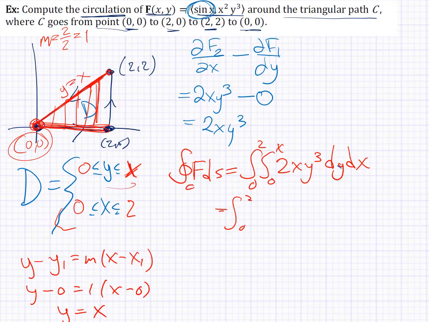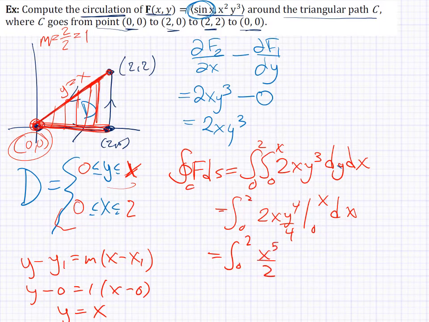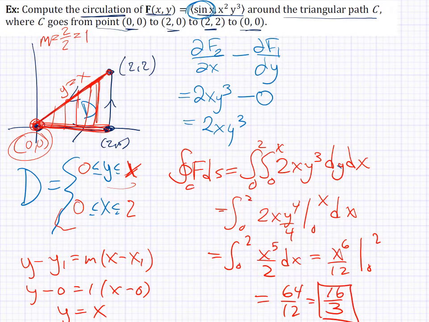So that's going to be 2xy to the 4th over 4 between 0 and x. So we plug x in, we simplify, we're going to get x to the 5th over 2. Then we integrate with respect to x. And so we're going to get x to the 6th over 12 between 0 and 2. So we're going to get 64 over 12, which is 16 over 3. So there you go.